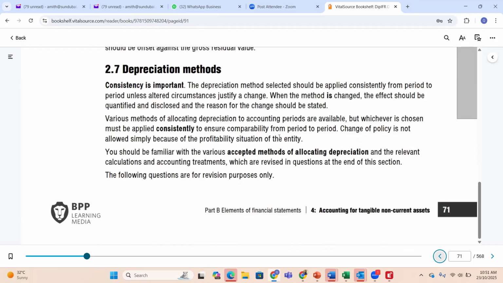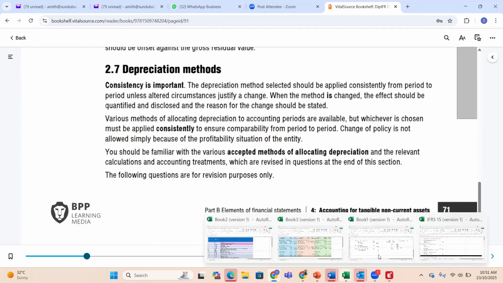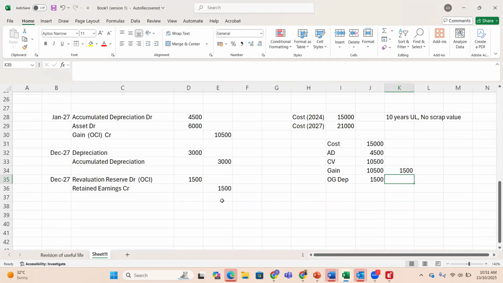So, what are the methods which people use? Straight line method. And there is something called the basis of production, the basis of consumption, or the sum of digits method. It's nothing so important. It will not be tested, but it is for your academic knowledge.